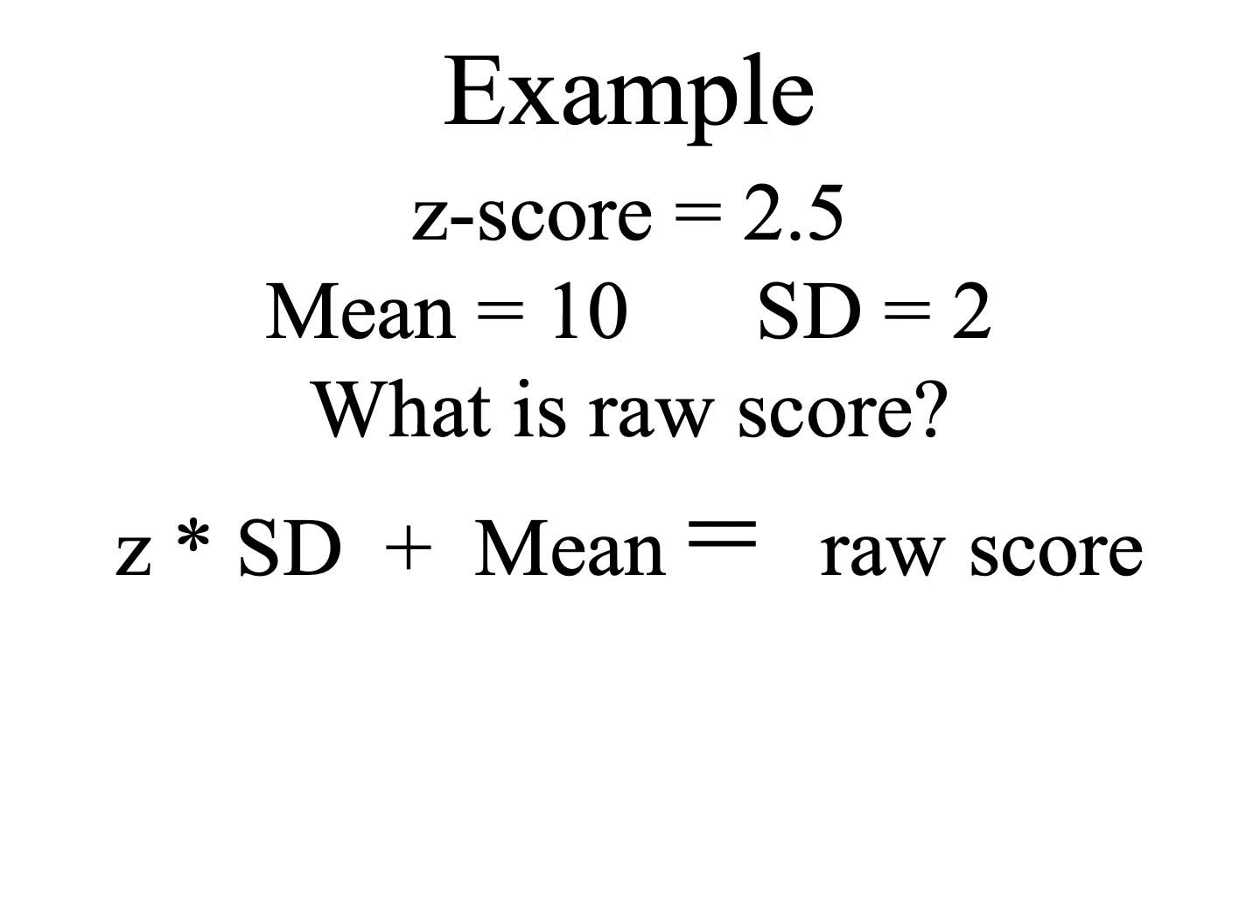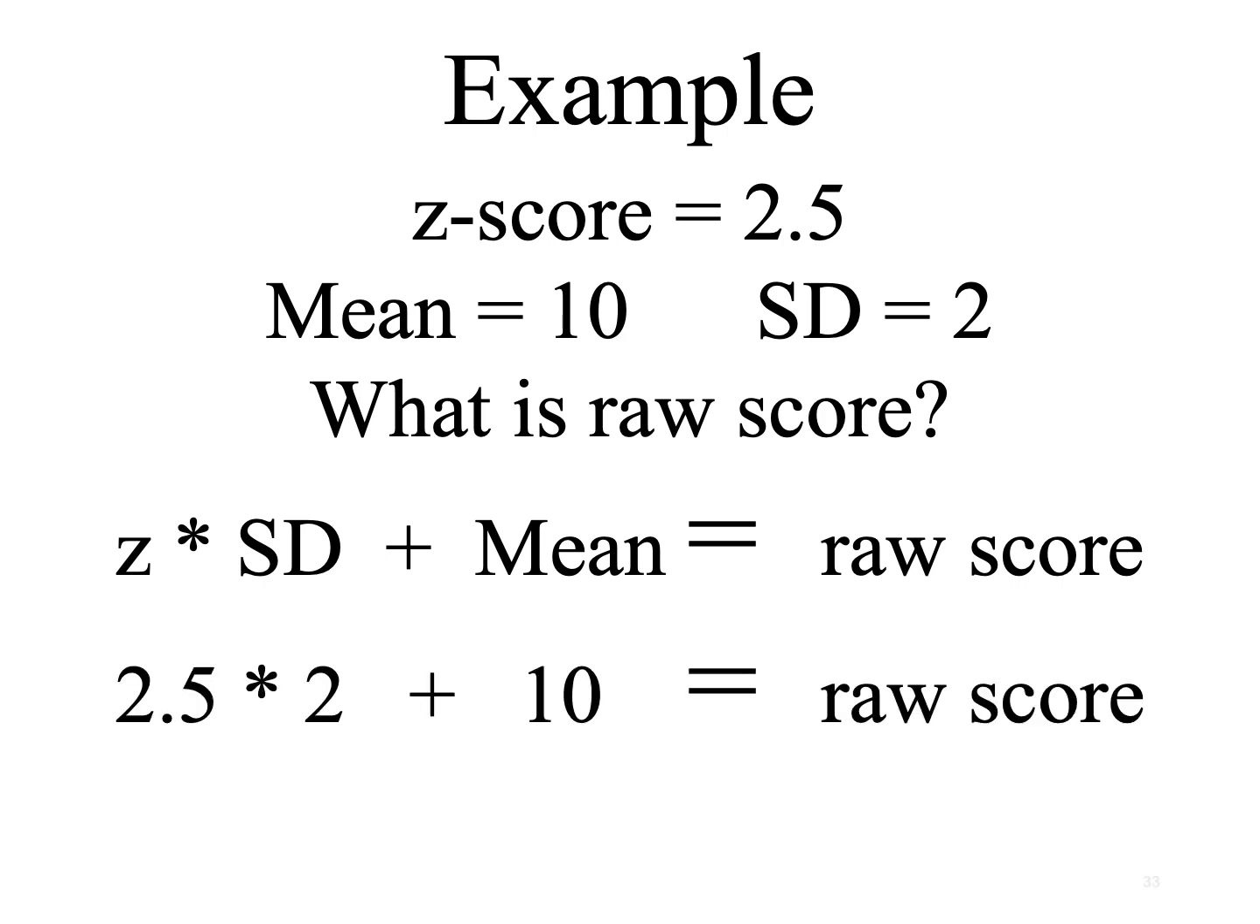So here's the formula. It allows us to take a g-score and turn it into a raw score. To find the raw score, we first multiply the g-score times the standard deviation, and then we add the mean. We just plug the numbers into the formula. The g-score is 2.5, so we plug that into the formula. The standard deviation is 2, so we plug that into the formula. And lastly, the mean is 10, so we plug it in.